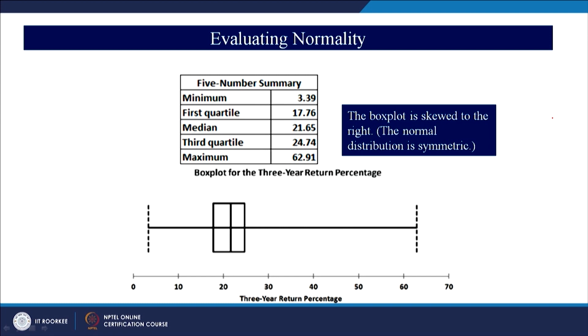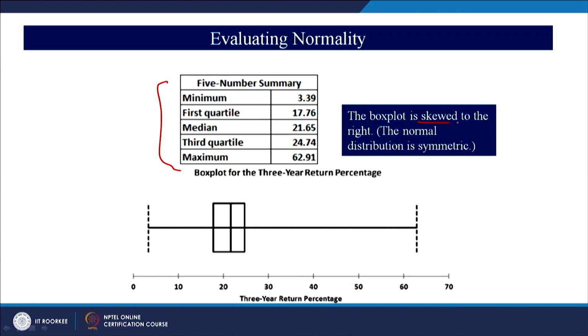First of all, you just come up with descriptive statistics. This is nothing but the 5 number summary. You can calculate mean, mode, median, standard deviation, variance, IQR and so on. This is a box plot. Now, this one is skewed to the right. Skewed to the right means this kind of distribution. Okay.